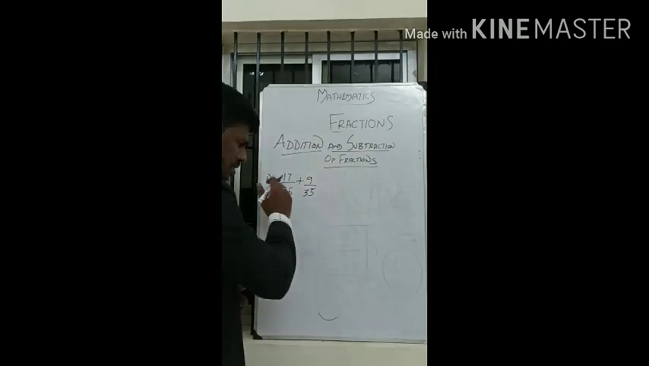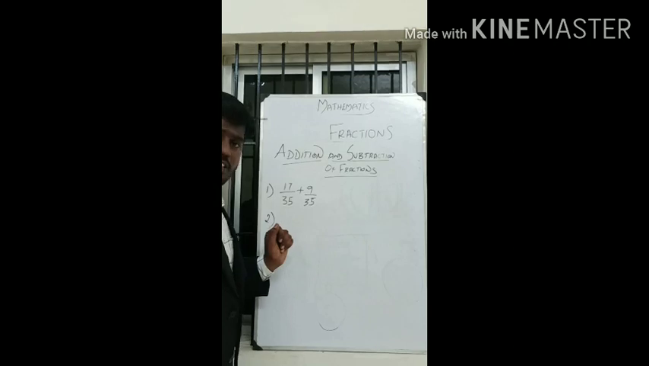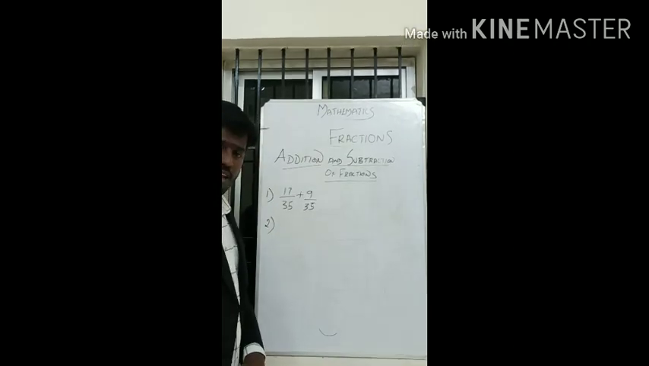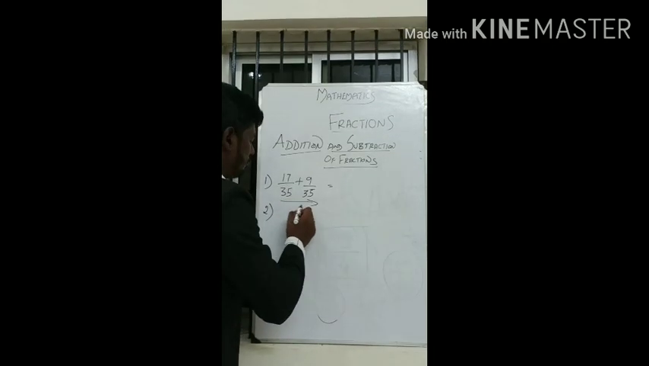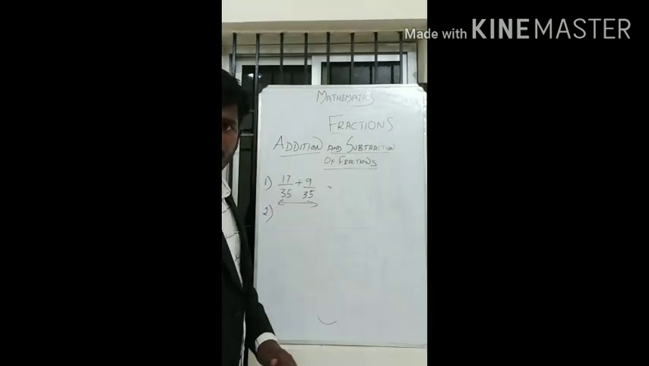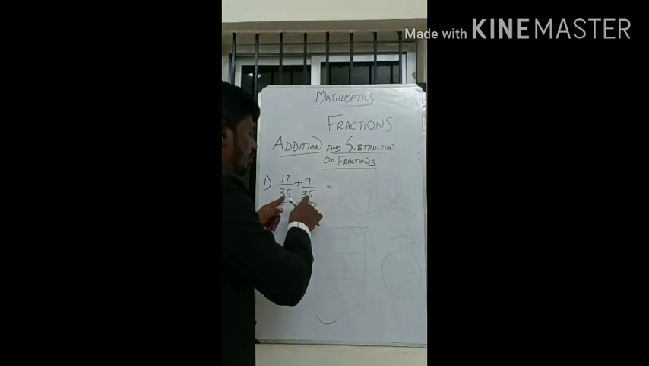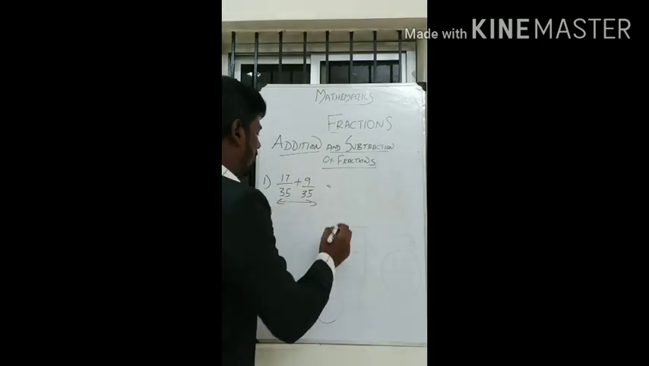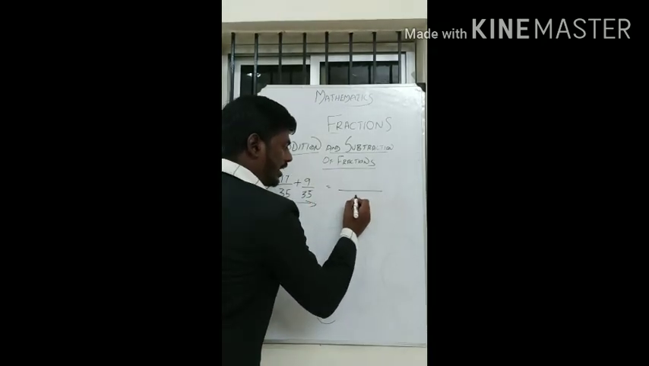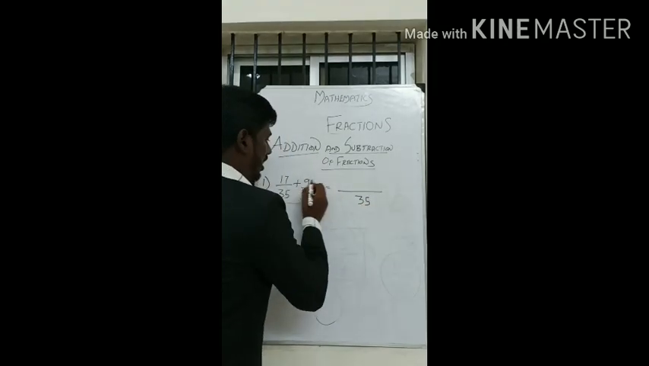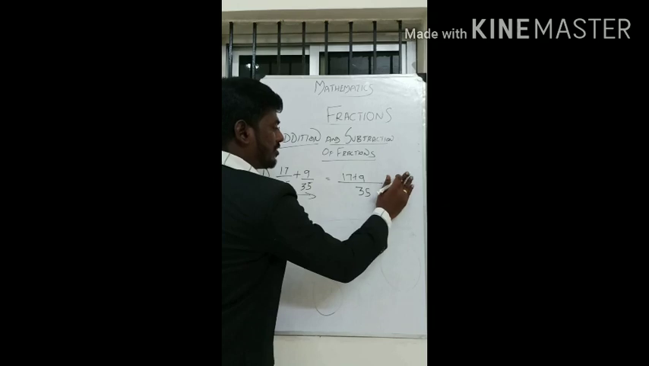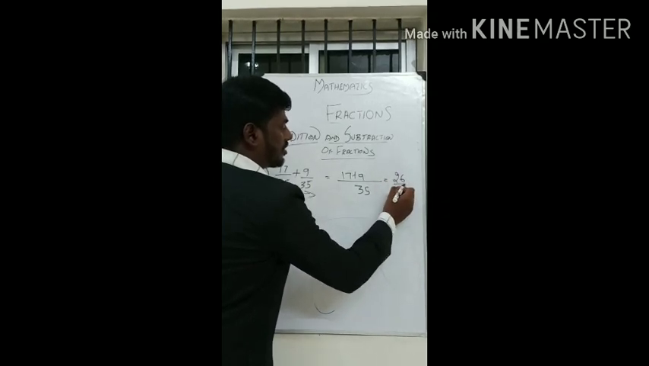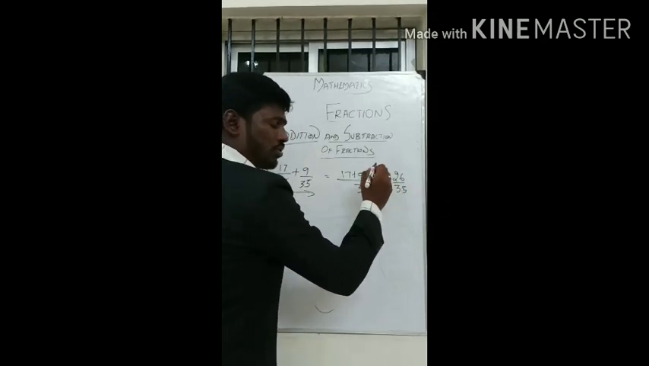Here, first question, 17 by 35 plus 9 by 35. இதை பார்க்கும்போதே சொல்லலாம், the both are in what? Like fraction. We see the both denominators are same. How can you write? The both are like fraction. You can write like this: 35, and the numerator 17 plus 9. So here 17 plus 9, which is 26 by 35.